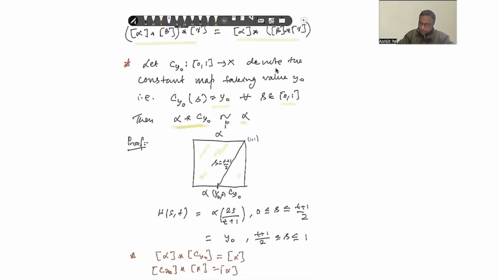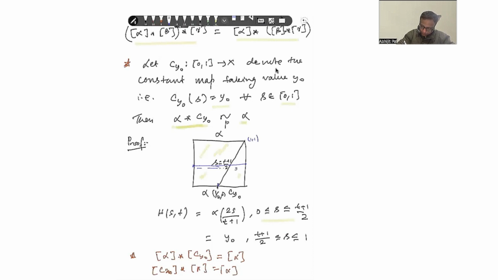So the equation of this straight line is s equals (t plus 1) by 2. Again, you do the same thing here. You take the horizontal line segment, so s is varying from 0 to (t plus 1) by 2. Therefore, in this interval, we define h to be alpha of 2s by (t plus 1), and the rest of the thing is y naught.